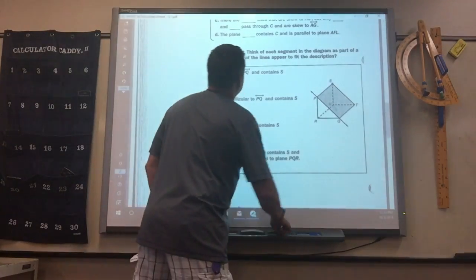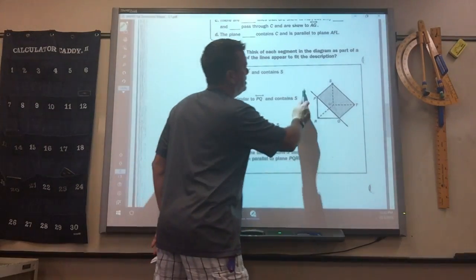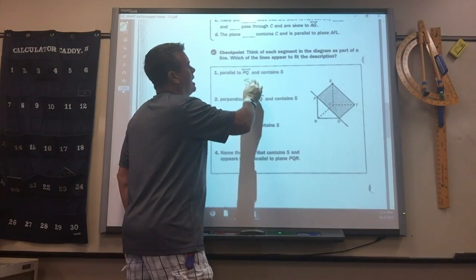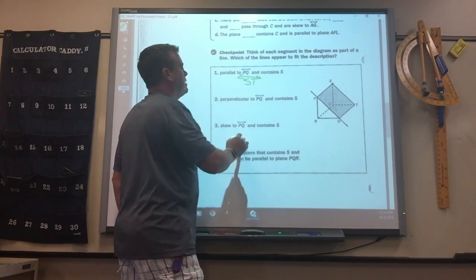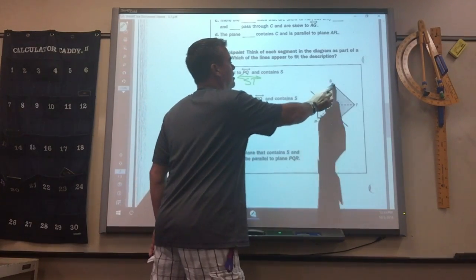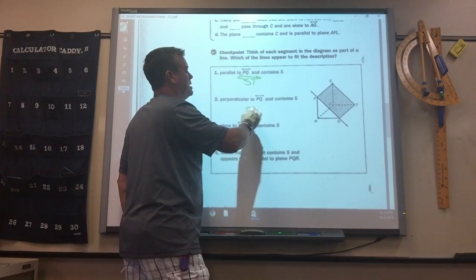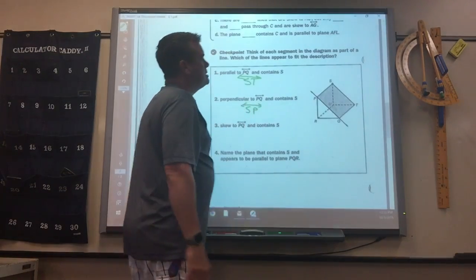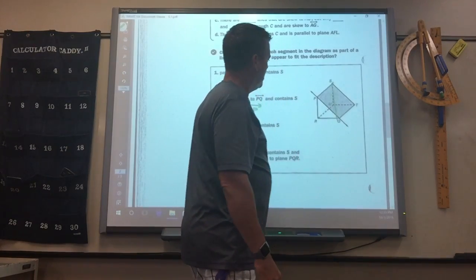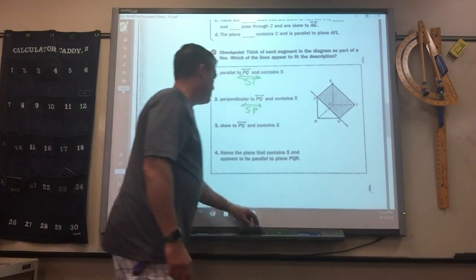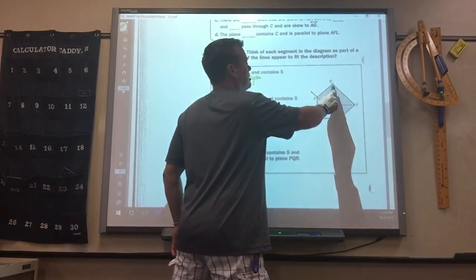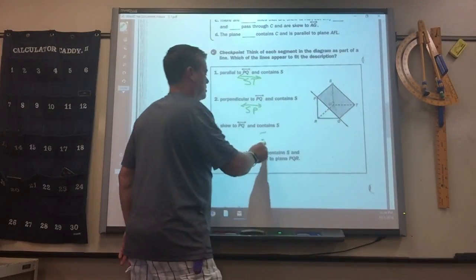So in this one, parallel to line PQ containing S would be ST. Perpendicular to PQ containing S, perpendicular forms a 90, so it'd be SP. Would SQ work? That wouldn't be perpendicular, no. Skew to PQ containing S, SU.